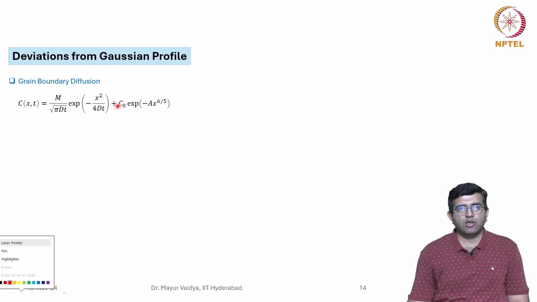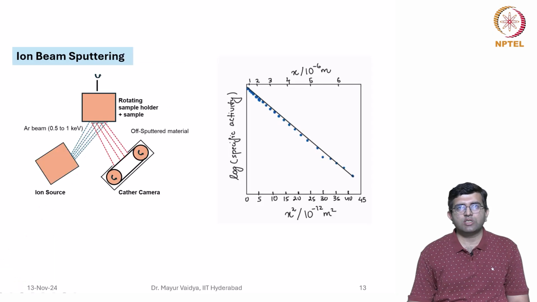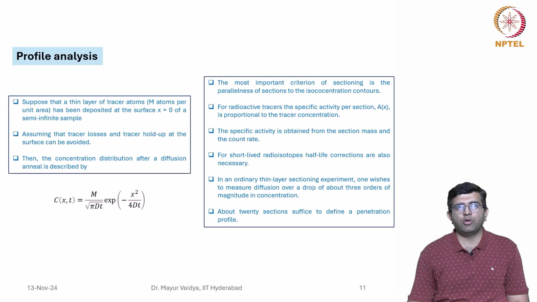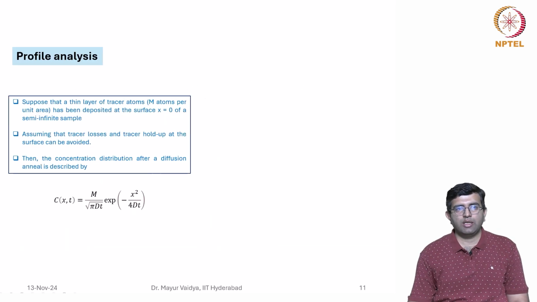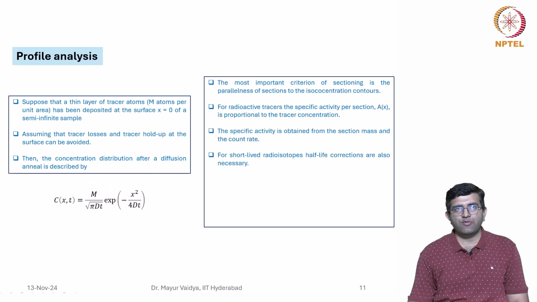Let me see if I can also schematically show this. Actually, this was present in one of the schematics that we showed before. What you see here is actually with grain boundary diffusion. So this tail corresponds to the grain boundary diffusion, whereas this is the lattice diffusion. When you have grain boundary diffusion, the profile no longer has one single branch, but may have multiple branches. So that is the first reason for deviation in the Gaussian profile.